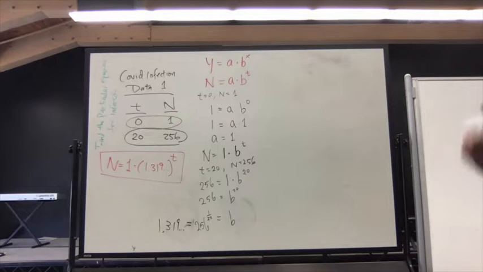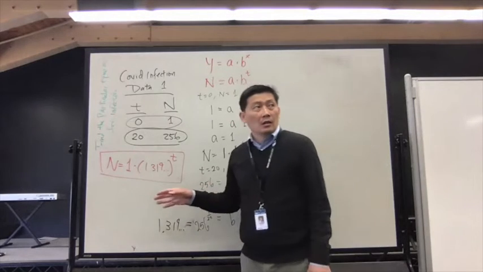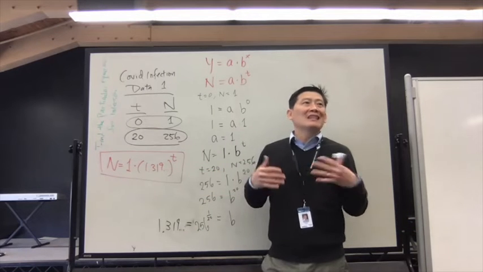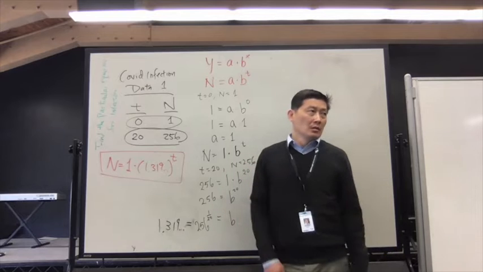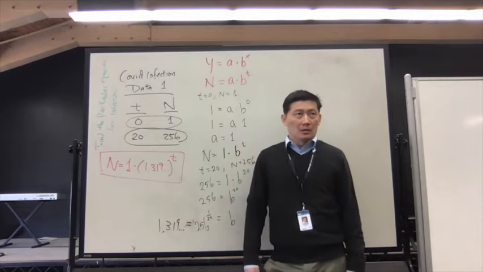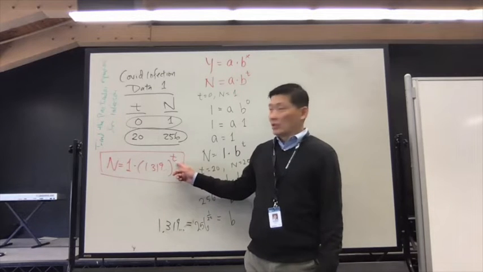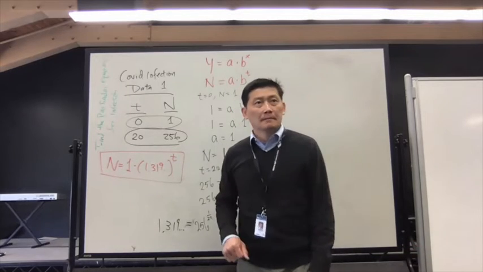So with this equation, I can answer the question of what would be the number of infections on day 40th. What do you put? 40 into t, right? You put 40 into t, then you can figure out the number of infections. We'll do that in a moment.